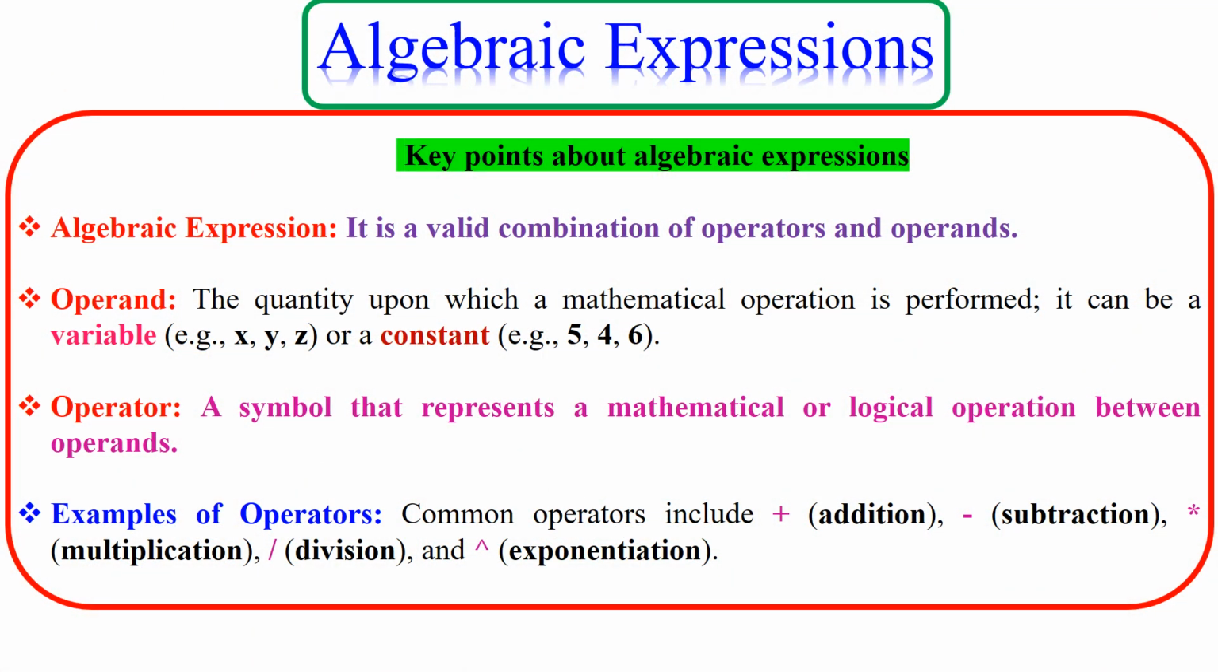Let's start with an interesting topic in data structures using stack. Before getting into that, first we should know what an algebraic or arithmetic expression is. An algebraic expression is a valid combination of operators and operands. An operand is the quantity upon which a mathematical operation is performed. It can be a variable, for example, x, y, z, or a constant, for example, 5, 4, 6.